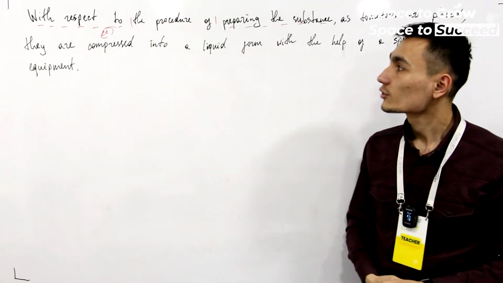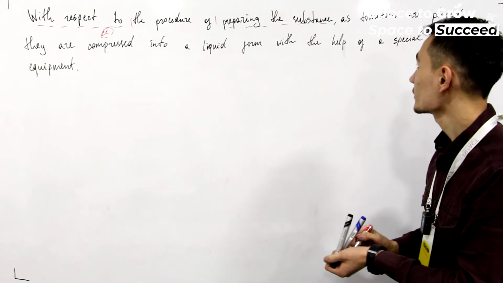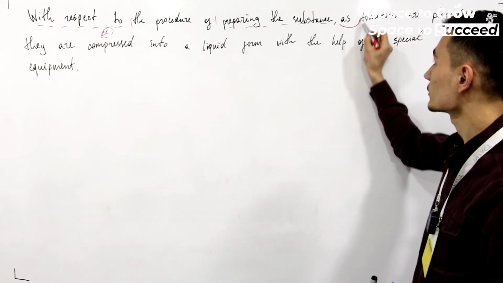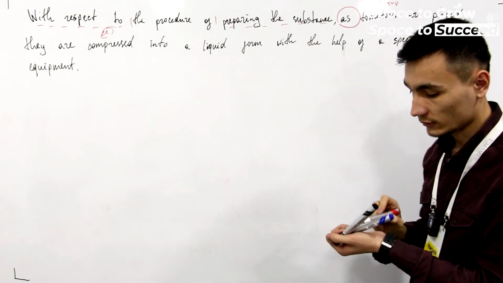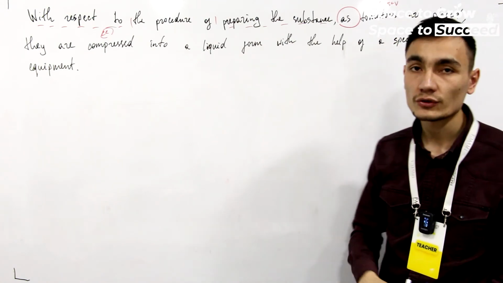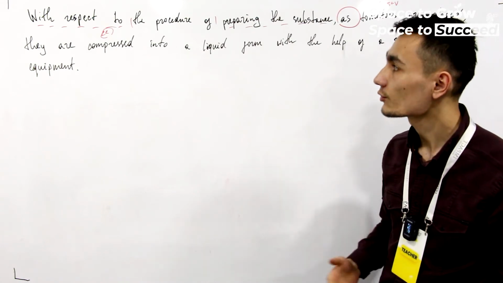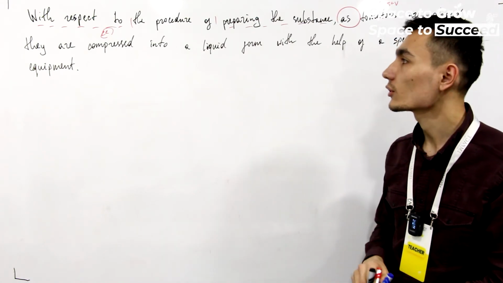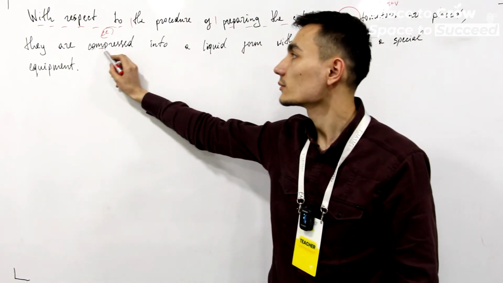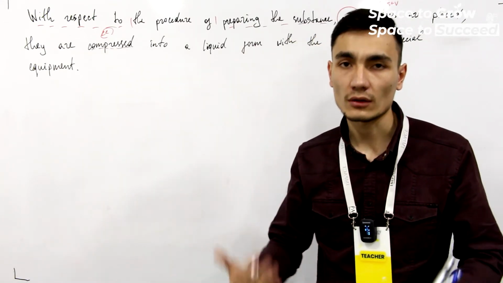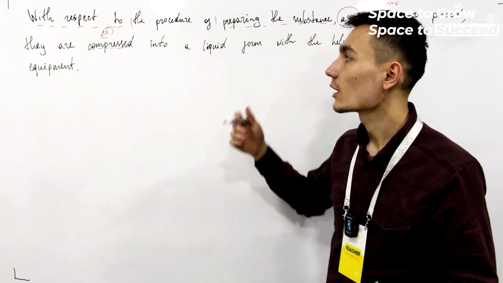And as you see, we wrote, "with respect to the procedure of preparing the substance, as tomatoes are placed," and here we are using a complex sentence, subject plus verb and subject plus verb. As tomatoes are placed, were put, were just dropped, you can say they are compressed into a liquid form. I didn't want to use the word crushed again, so I tried to find some synonyms. You can say press it, squeeze it, or crush, the word itself. And I used passive voice here.